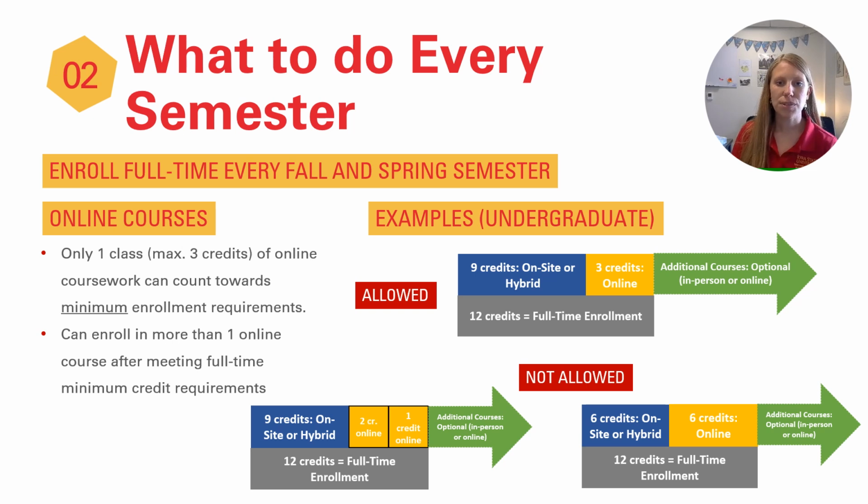J-1 regulations restrict the number of online courses a J-1 student can take. J-1 students are only allowed one online course, not to exceed 3 credits, to count towards full-time enrollment. Once the full-time enrollment requirement is met, students can take as many additional online courses as they'd like. If you remember, the full-time enrollment requirement for an undergraduate student is 12 credits.